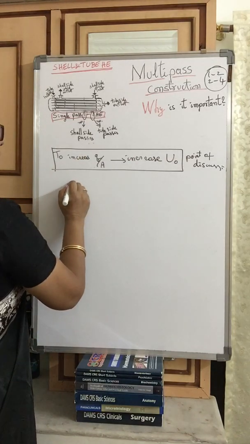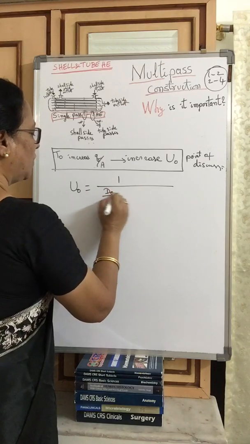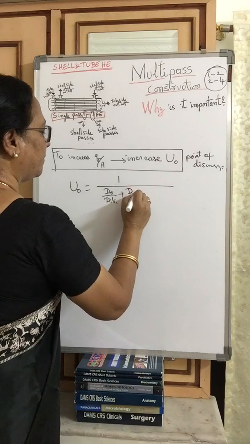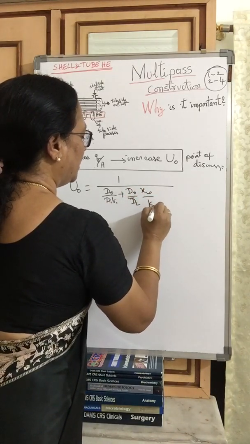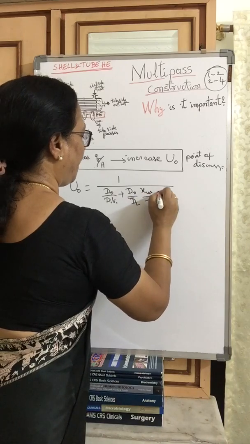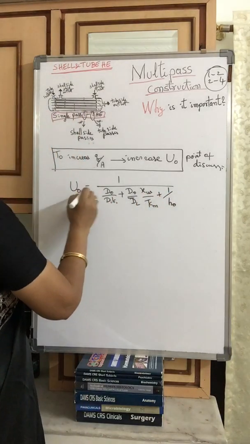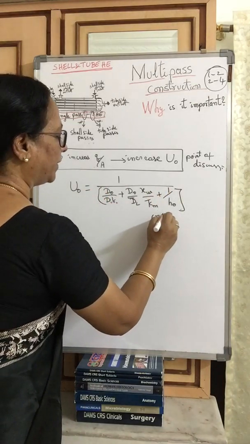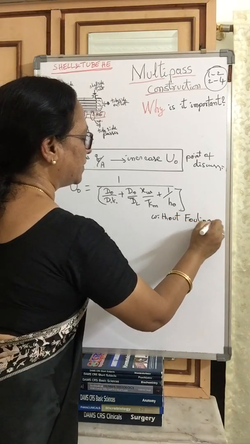So U naught, what is the equation for U naught? 1 by U naught equals D naught by Di Hi plus D naught by D L bar into Xw by Km bar plus 1 by H naught. This is the U naught equation. Okay, this is without fouling factors.